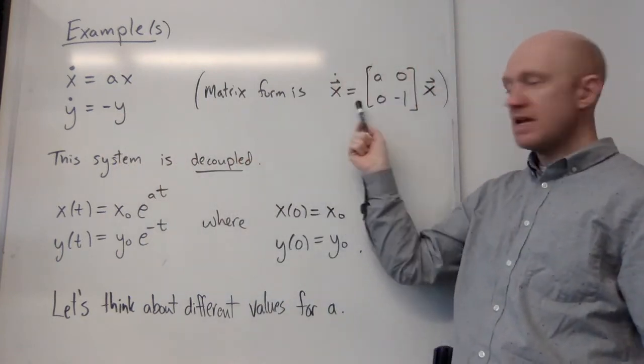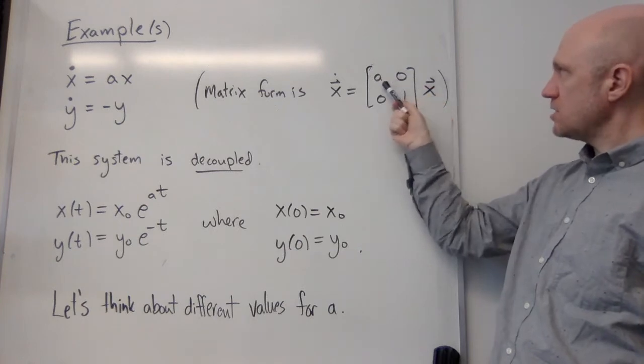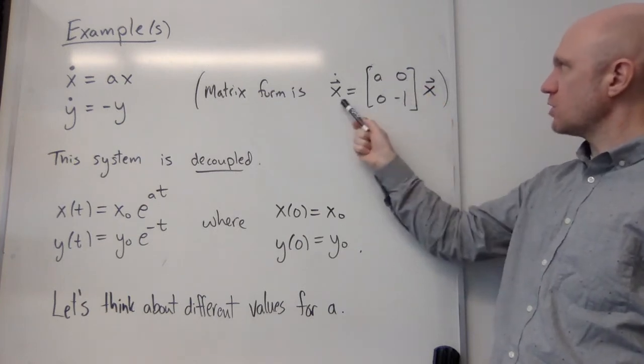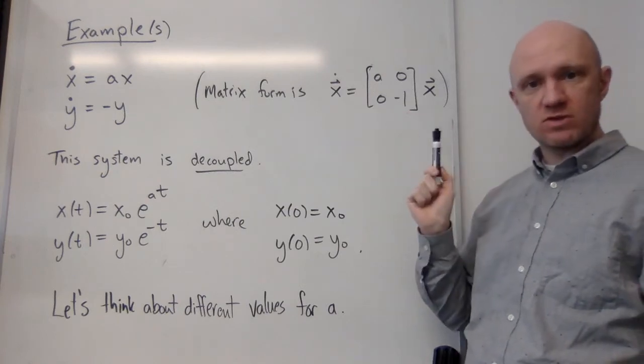And as a reminder, I can write it in matrix form. And what is that matrix going to be? It's going to be a, 0, and 0, minus 1. So x dot equals this matrix times x. That's that system in matrix form.